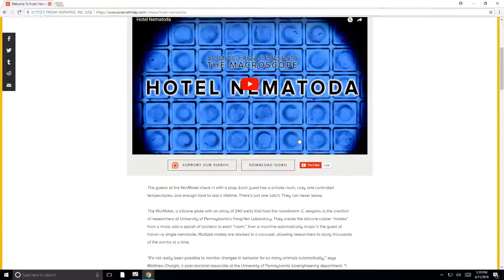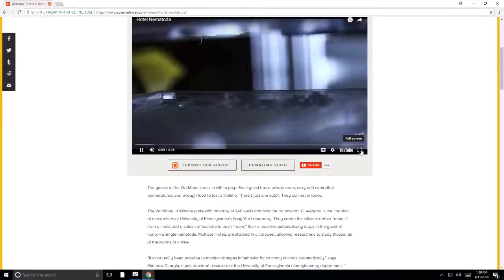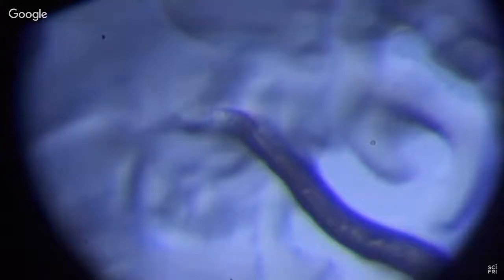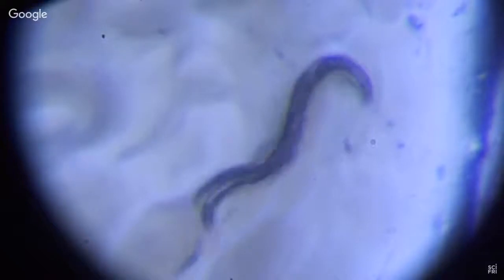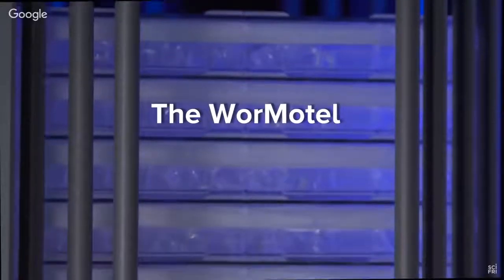Okay, so this one's called Hotel Nematoda. So you're kind of plopped down into a small room. There's food all around you, as much food as you could possibly want for the rest of your life. You are now in the remote town. And then you kind of just go on living your life, moving around, eating as much as you want, until you die.